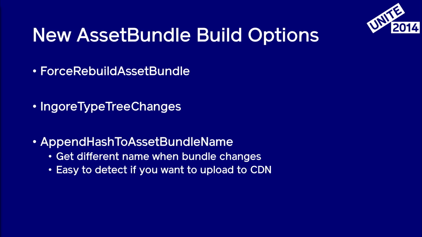New AssetBundle build options. In 5.0, we also introduced three new AssetBundle build options. I will talk about ForceRebuildAssetBundle and IgnoreTypeTreeChanges later. AppendHashToAssetBundleName will append the AssetBundle hash to the AssetBundle name, so you will get different names when the bundle changes. So it's easier to detect if you want to upload the data again to the CDN.